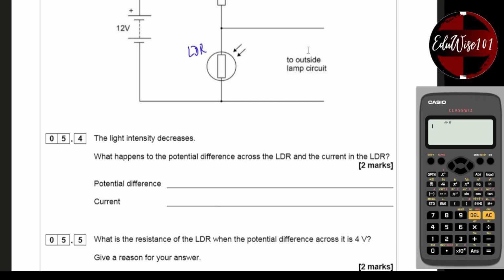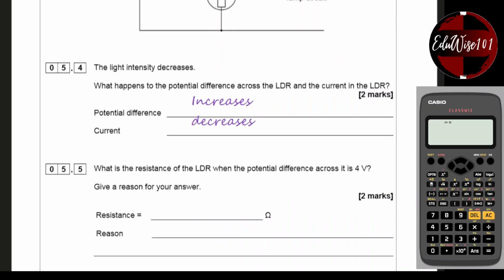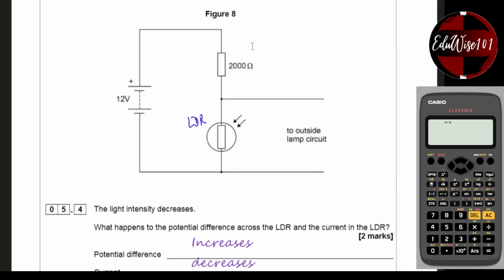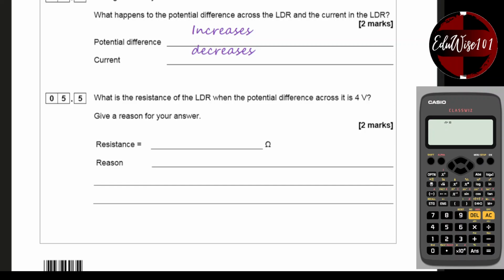Now, if the light intensity decreases, the potential difference would increase. Now, if the potential difference increases, what happens to the current? Then the current decreases. What is the resistance of the LDR when the potential difference across it is 4 volts? Give a reason for your answer. So you need to state the resistance and the reason.